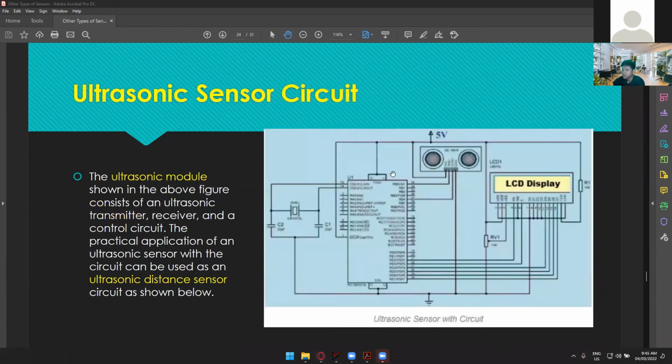This is one example of an ultrasonic sensor circuit. This is an ultrasonic module. We have the microcontroller, the ultrasonic sensor itself, and an LCD display to display some information. Just to give an example of an ultrasonic sensor circuit. I know that this one is not readable anymore, but look for more examples regarding ultrasonic sensors.